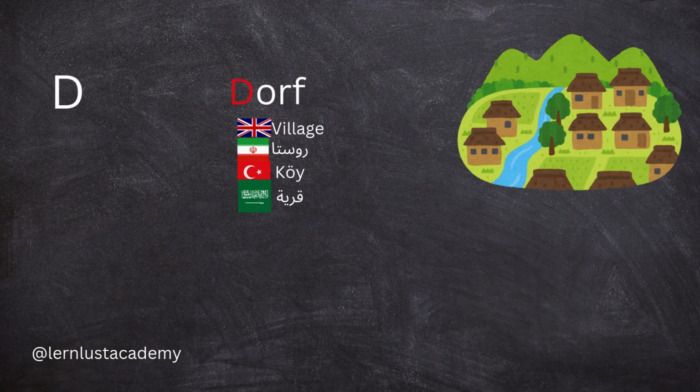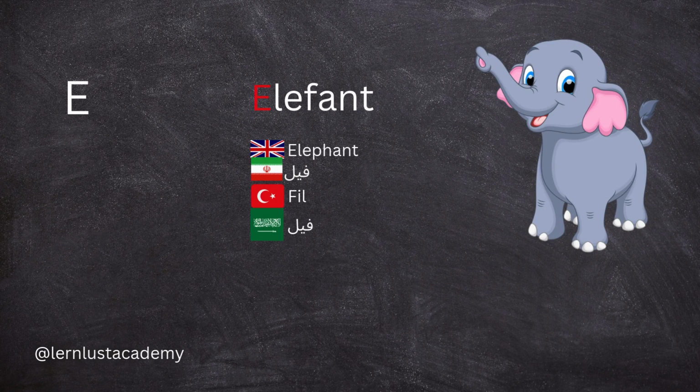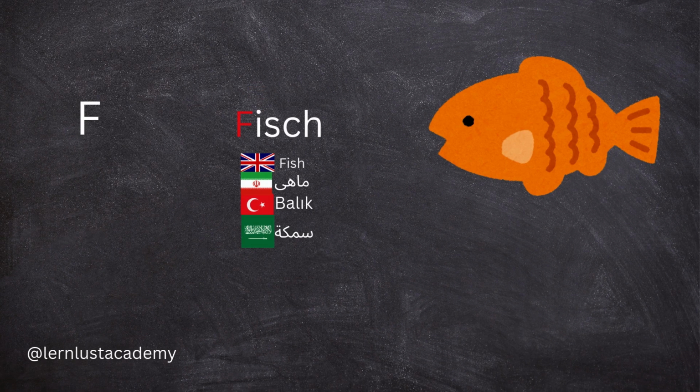The fourth letter is D. Repeat after me. D, like in Zwerg. The fifth letter is E. Say it loudly. E, like in Elefant. The next letter is F. Repeat after me. F, like in Fisch.